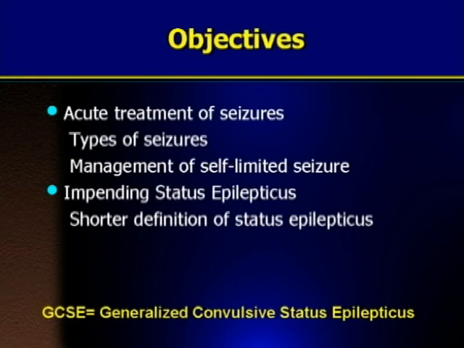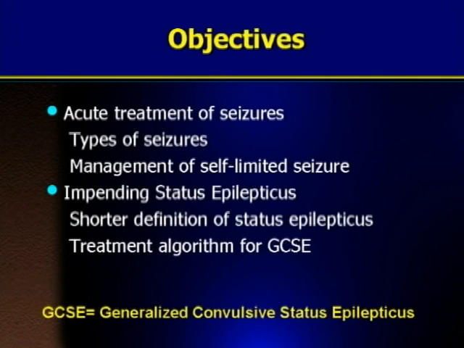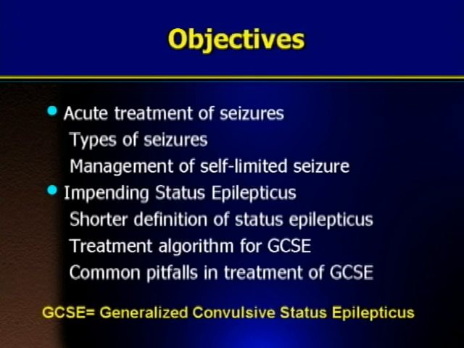I'll briefly discuss a treatment algorithm for treatment of GCSE. And I'll use the term GCSE to make it easier for all of us. That stands for Generalized Convulsive Status Epilepticus, or one long convulsive seizure that doesn't stop. And finally, I'll end with some common pitfalls in the treatment of GCSE, Generalized Convulsive Status Epilepticus. We need to start with some definitions so we're all clear about exactly what we're talking about.